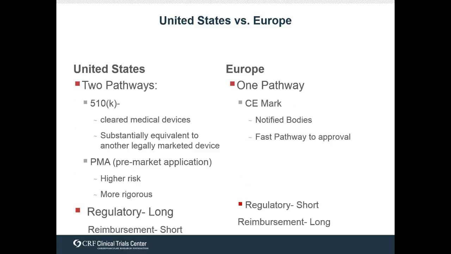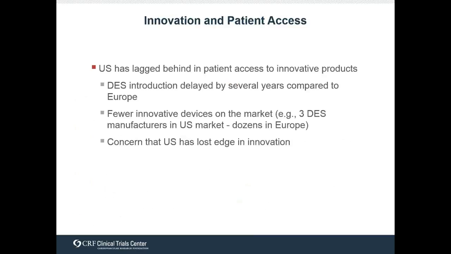Interestingly enough, when one looks at actual time to market, because in Europe you often need to have reimbursement, which is a long process in Europe, particularly in some geographies such as the UK, France, etc., the overall time to market may actually be similar. But still, the situation is that for many devices, they're available in Europe and are not available in the US because the pathway on the regulatory side is seen as onerous, expensive, and very long in the US.